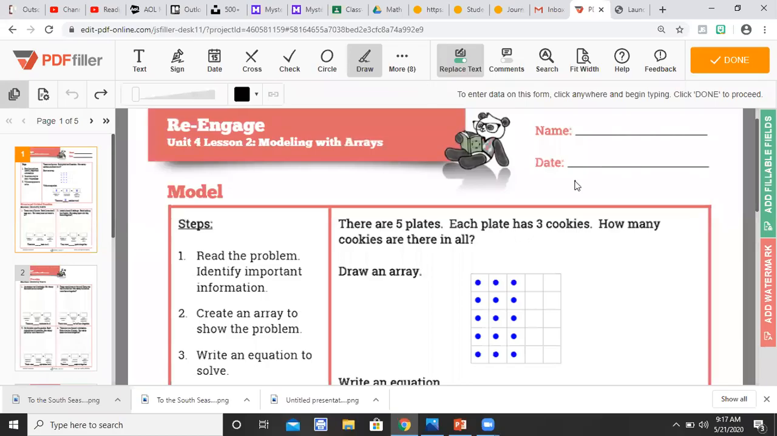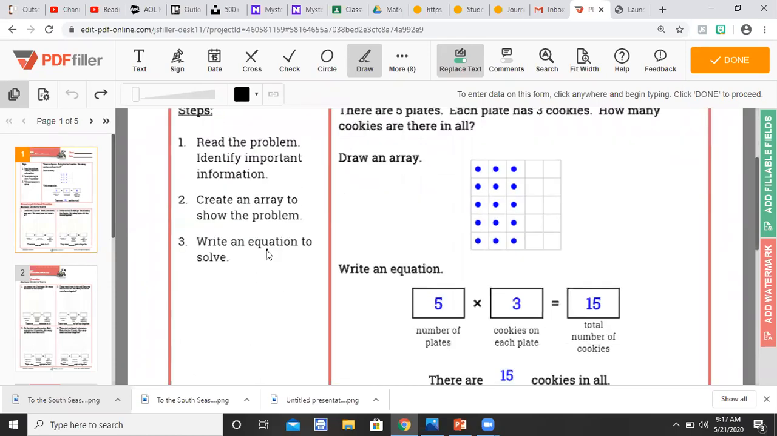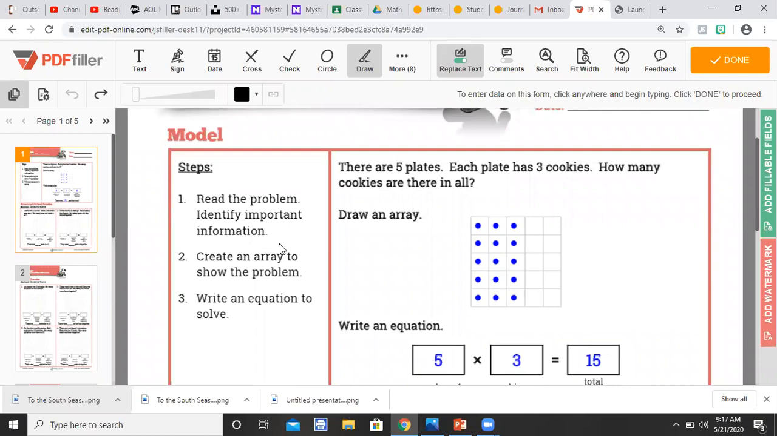For today's lesson, we are going to be reviewing Unit 4, Lesson 2, Modeling with Arrays. So the steps that we're going to take today: number 1, we'll read the problem and identify important information. Number 2, create an array to show the problem. And number 3, write an equation. So let's take a look at our example.